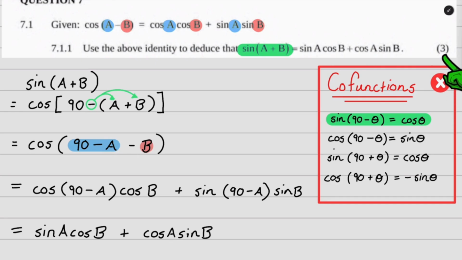And lastly, let's have a look at where the 3 marks are coming from. So the first mark comes from the use of the co-ratio. The second mark comes from the rearrangement. And the third mark comes from the expansion. You do not get a mark for the final answer because they gave you the final answer.